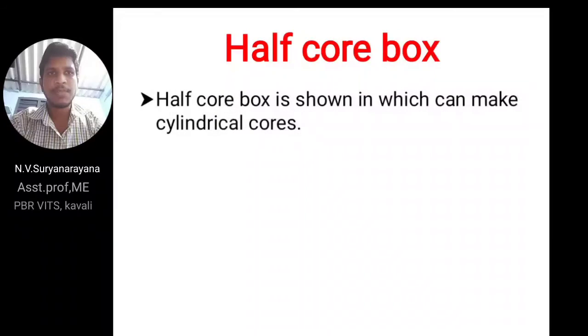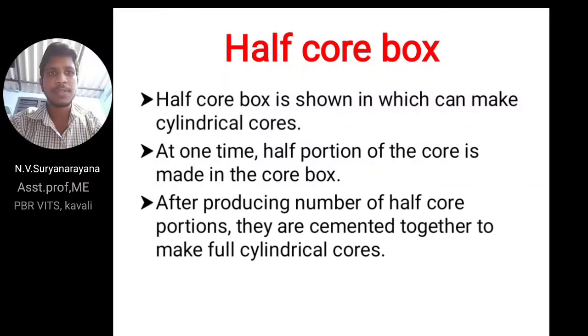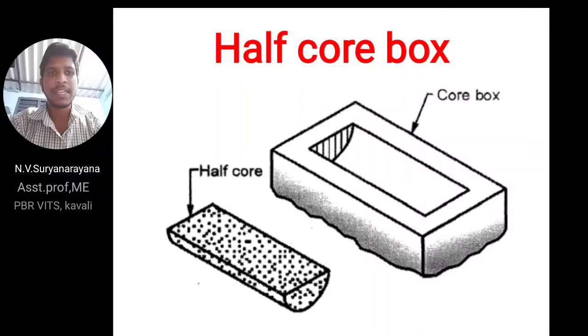Half core box. First of all, a half core box is shown in the figure, which can make cylindrical cores. Half portion of the core is made in the core box. After producing a number of half core portions, they are cemented together to make full cylindrical cores. In this figure, I am showing the half core box. First of all, one half is prepared at one side. After that, all parts are cemented together.